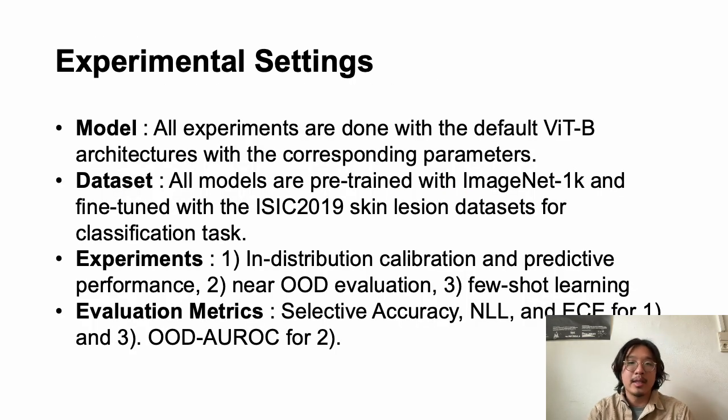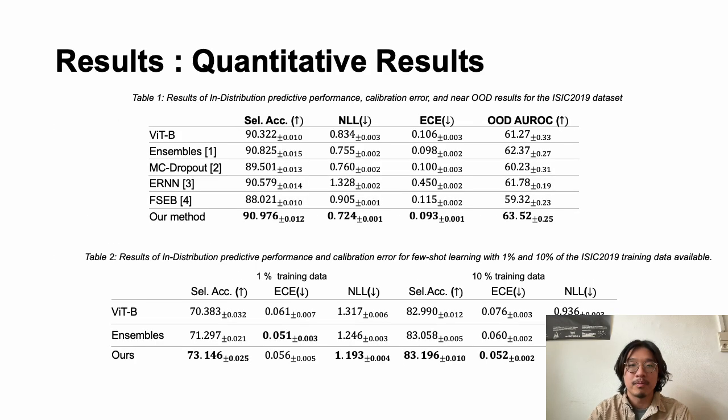So the experimental setting: all experiments are done with the default ViT-B architectures, and the dataset is the ISIC 2019 skin lesion dataset, with the classification task. All models are previously pre-trained with ImageNet 1K. For experiments, we have in-distribution calibration and predictive performance, near OOD evaluation, and few shot learning. And these are the evaluation metrics. These first three are for the calibration performance and also selective accuracy. We also consider the predictive performance and OOD ROC for the OOD evaluation.